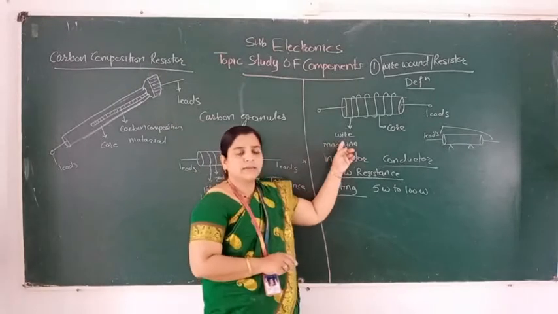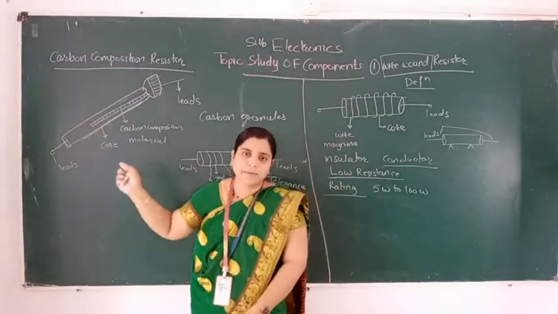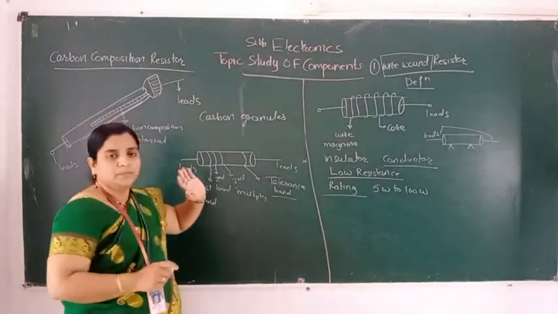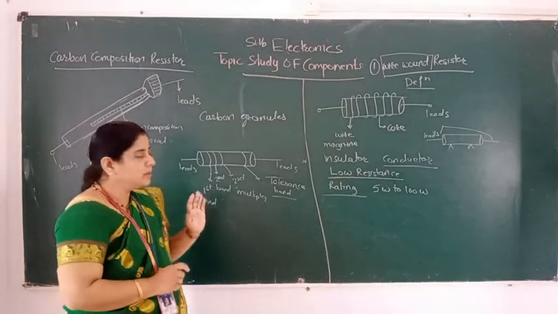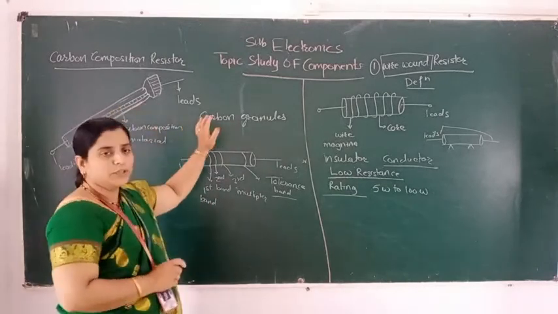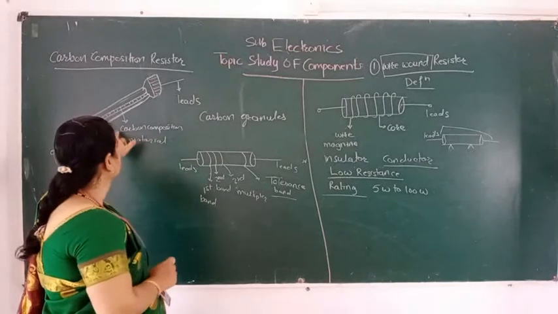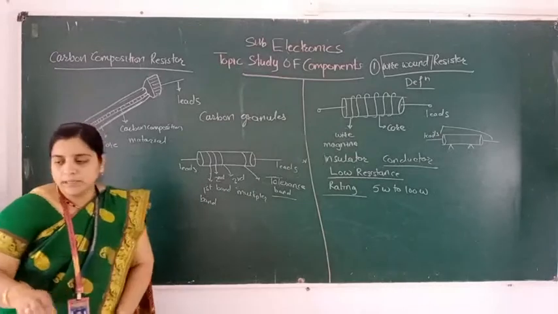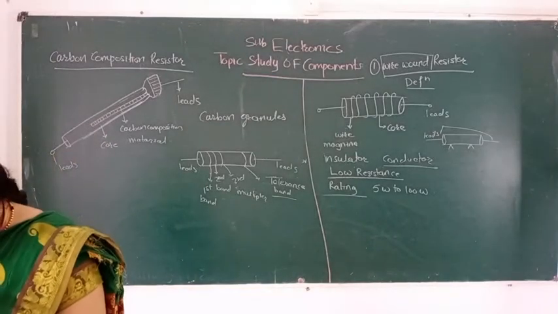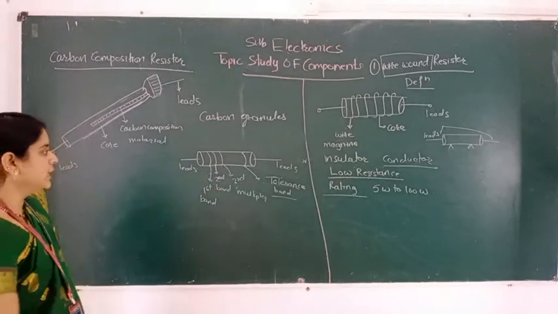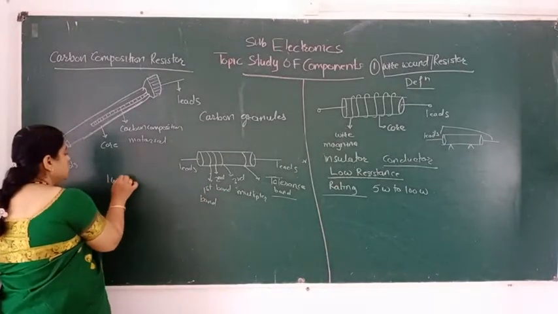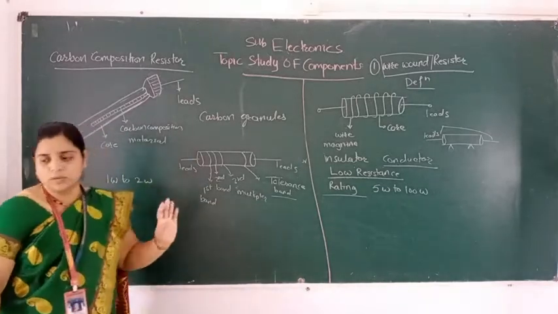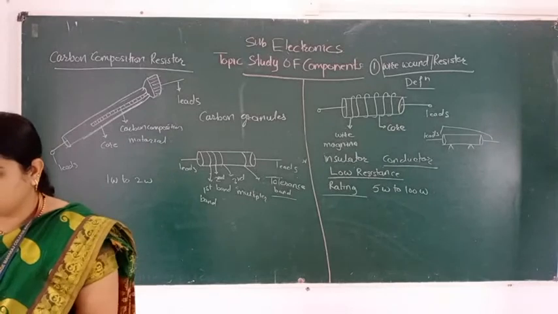Instead of this wire, only carbon granules are used, and that is called the carbon composition resistor. Okay. So only carbon compositions are used instead of wire in the insulating core. It is called the carbon composition resistor. Okay. So its weightage or rating is what? It is 1 watt to 2 watt, and its value depends on the color code. Its value is not fixed. Okay.